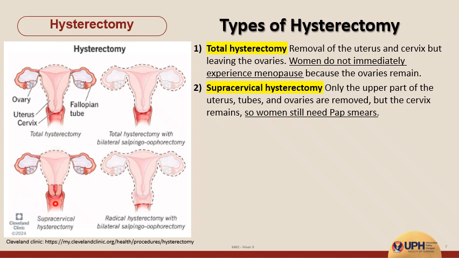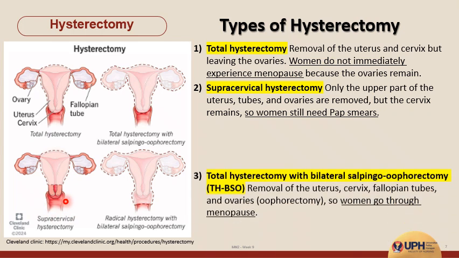Next one is what we call supracervical hysterectomy. So it is this one. The supracervical hysterectomy is that we remove only the upper part of the uterus, right? This one, and then the tubes, and also the ovaries. So we remove everything, but then we leave the cervix. So in the journey as the woman lives by and continues her routine, the woman still needs to do a pap smear to check whether she will get cervical cancer or not.